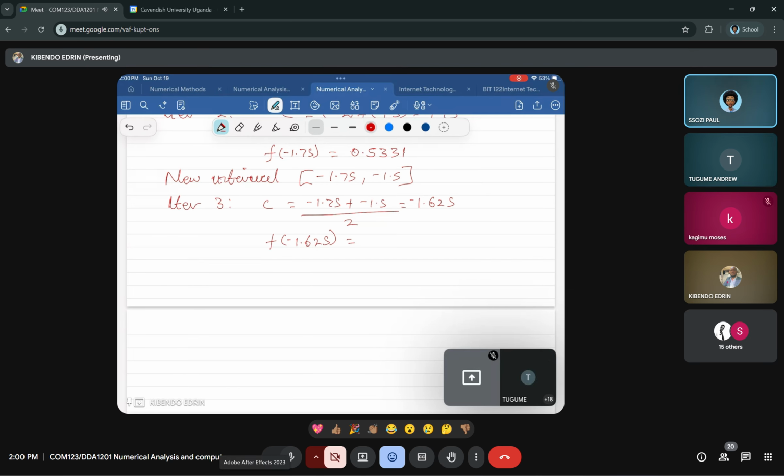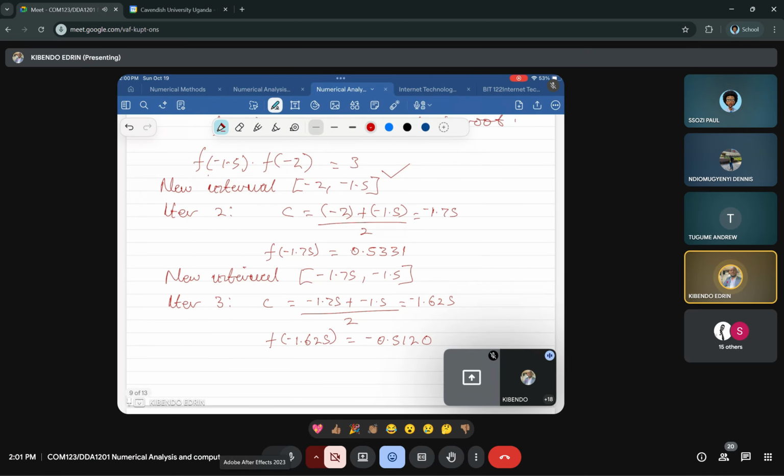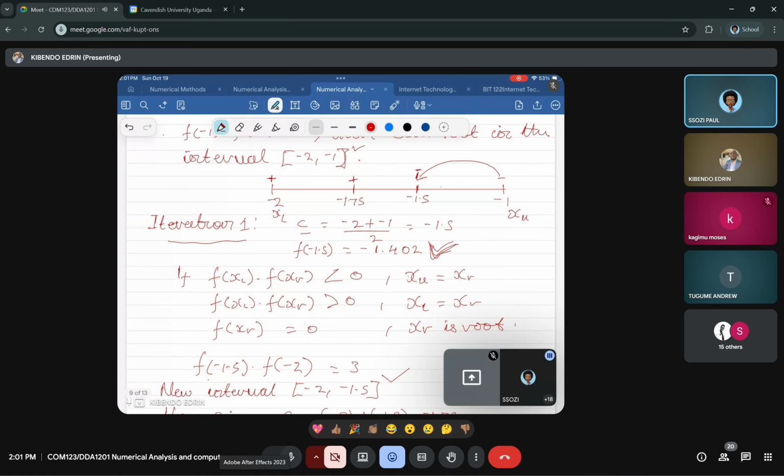Negative 0.5120. Okay. So that means we are taking this. It should be somewhere between negative 2.5 and 1.5.